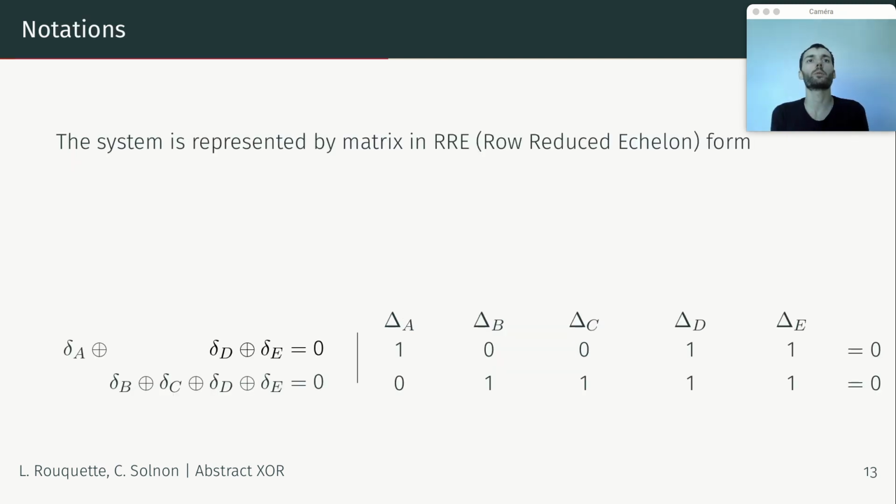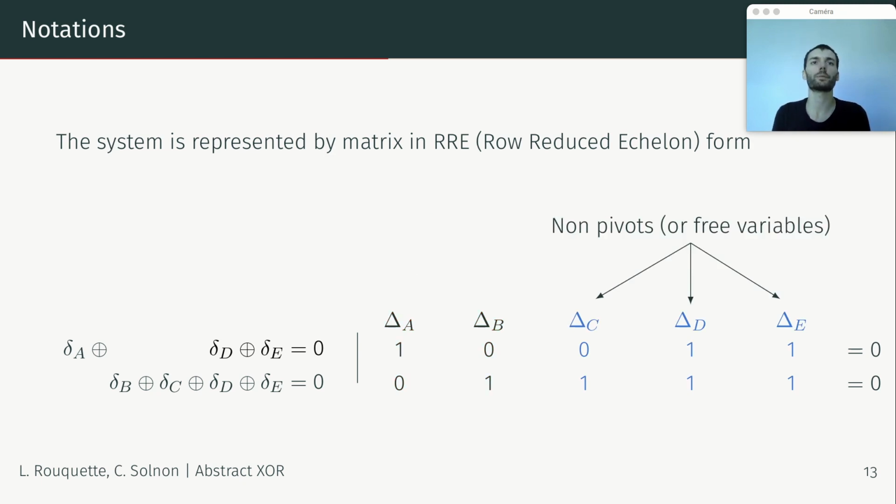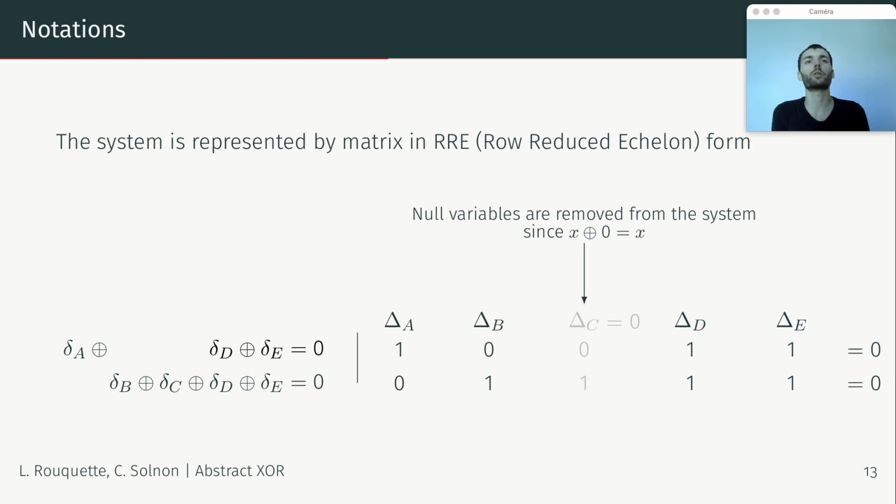AbstractXOR works with a special representation of the XOR equations. We represent the XOR equations by a matrix that is in row-reduced echelon form. On the bottom, we have an example of these representations. The RRE form has its properties. The first non-null variables are called pivot variables and only occur in one equation. The other variables are non-pivot variables. And we also remove the variables that are assigned to 0.